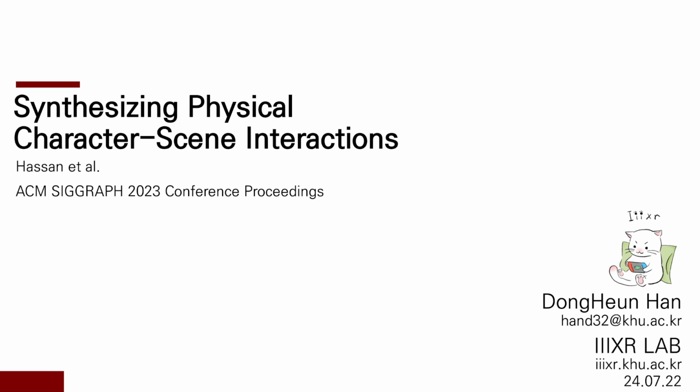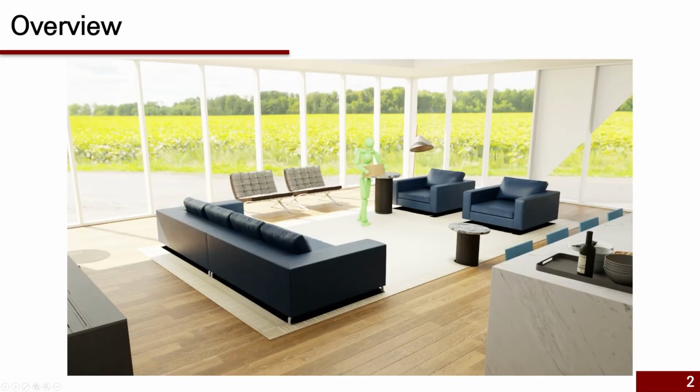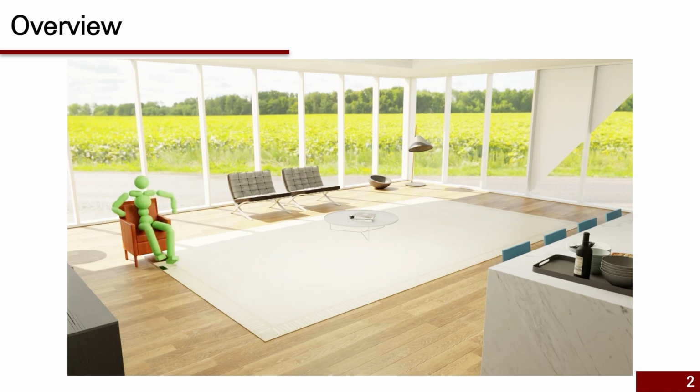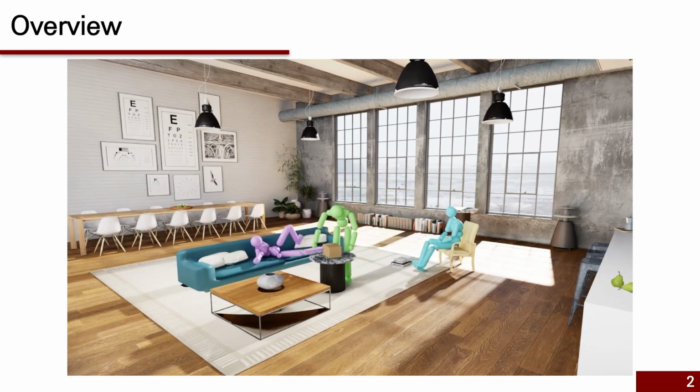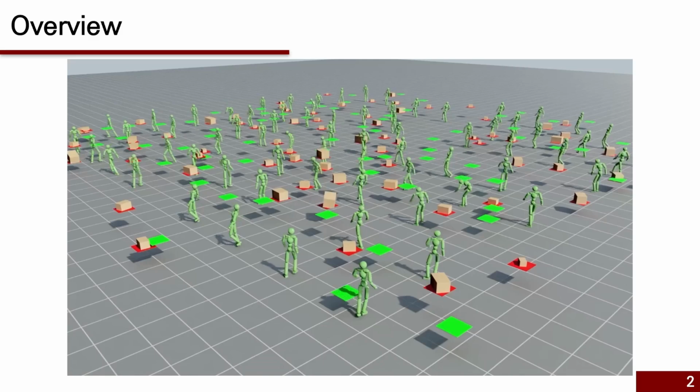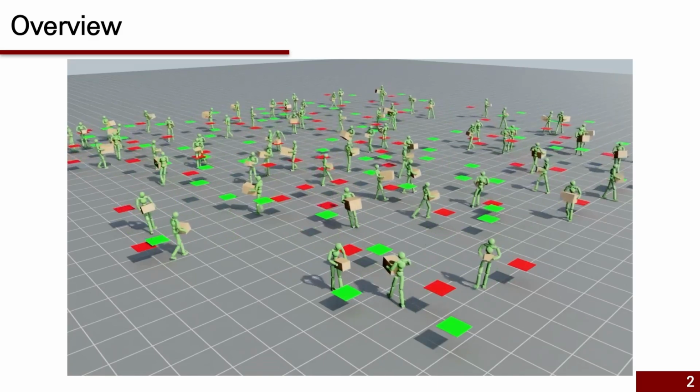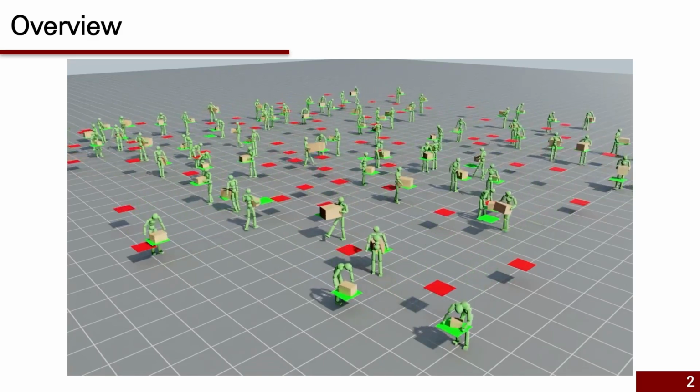Today I will present a review of the paper titled Synthesizing Physical Character Scene Interactions by Hassan et al., which was presented at SIGGRAPH 2023. This paper is about training physical animated characters interacting with objects. In this video, you can see characters sitting, lying down, and moving objects. All of this is done using a physics engine that applies torque to the joints of the character, and it is called physical animation.